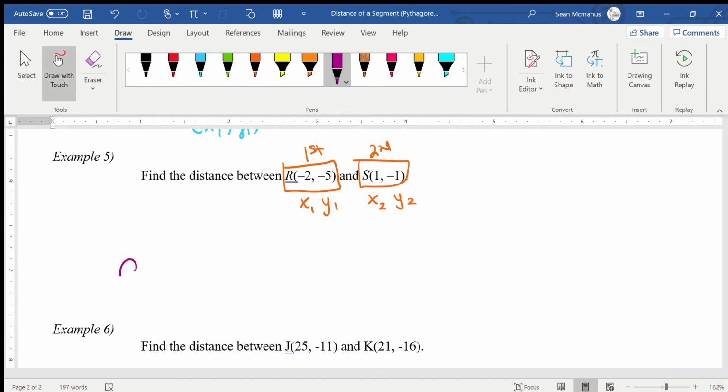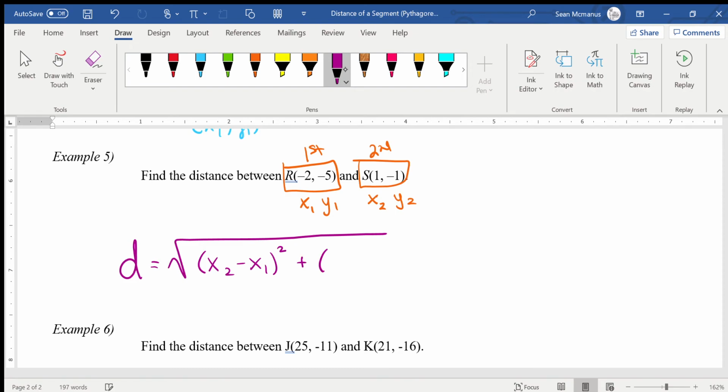So I know the distance between those 2 points is the square root of x2 minus x1 squared. That's like A squared plus B squared, which was y2 minus y1 squared. So that's my formula, and I'm just going to plug things in here.